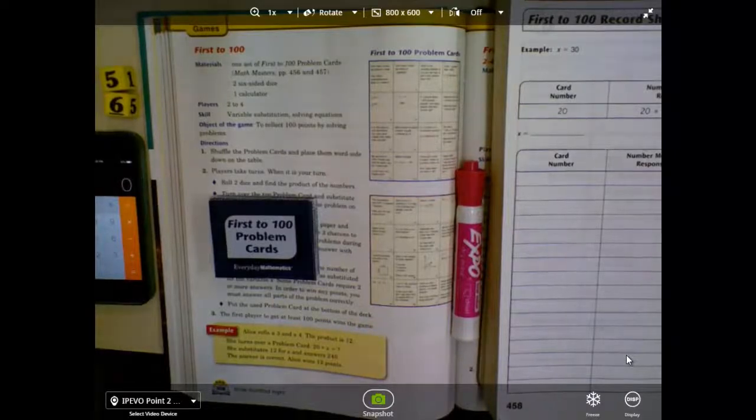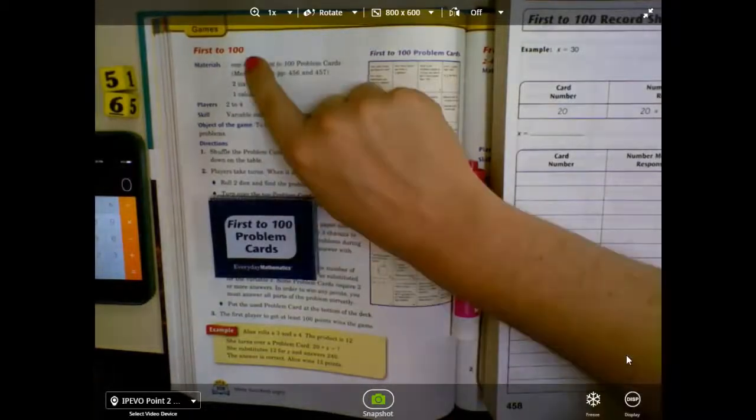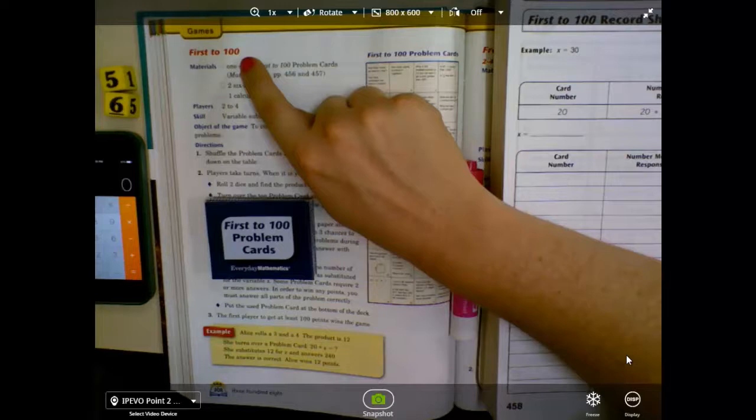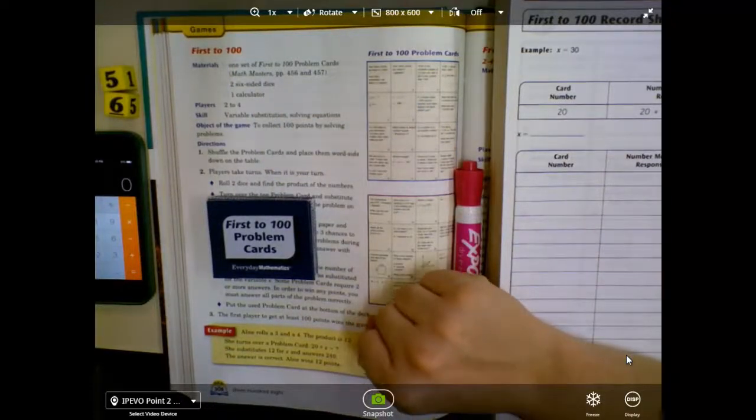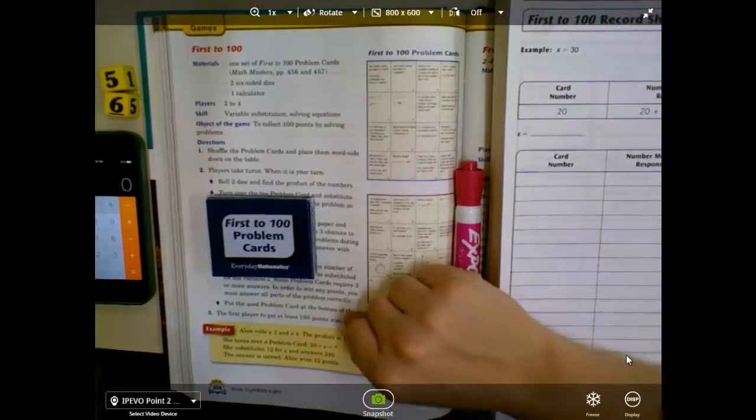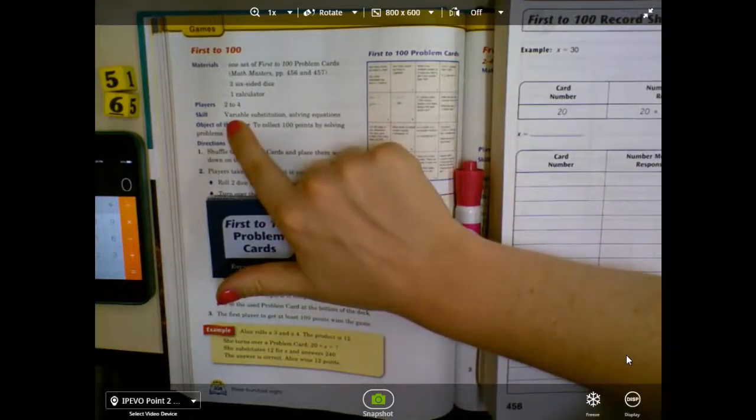Hi boys and girls. Today in lesson 3.7, we're going to talk about playing a game actually. The game is called First to 100, and the main skill that you're going to use in First to 100 is division, of course, for this unit, multiplication, subtraction, and addition. So you're going to be doing all four operations, but the main skill is also to use a variable.